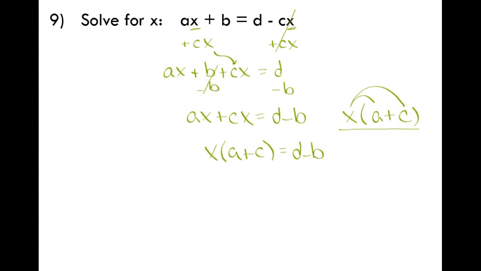Now it becomes very easy. There's one step left, actually. To get x by itself, I get rid of the factor that's attached to x, which is a plus c. That makes this whole thing go away. I put it under here. And I'm done because I'm left with just x on the left, d minus b over a plus c on the right.